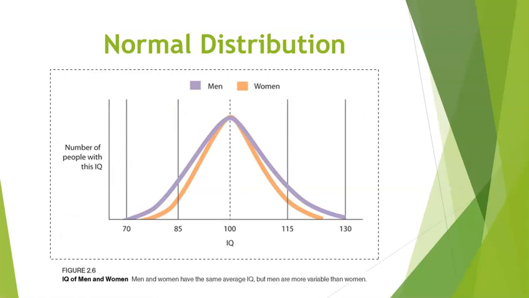So again, here's an example of normal distributions. Even though the men's distribution and the women's distribution are different, they are both normal distributions because they're symmetrical. If we folded them along this dotted line, they would fold perfectly over one another. So your normal distribution can have different peaks, it can have different ranges, but as long as it's that symmetrical thing, then it is still what we call a normal distribution.